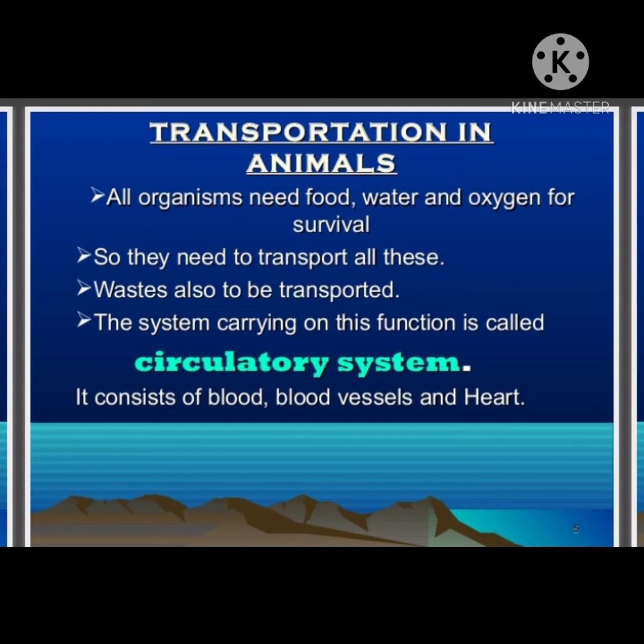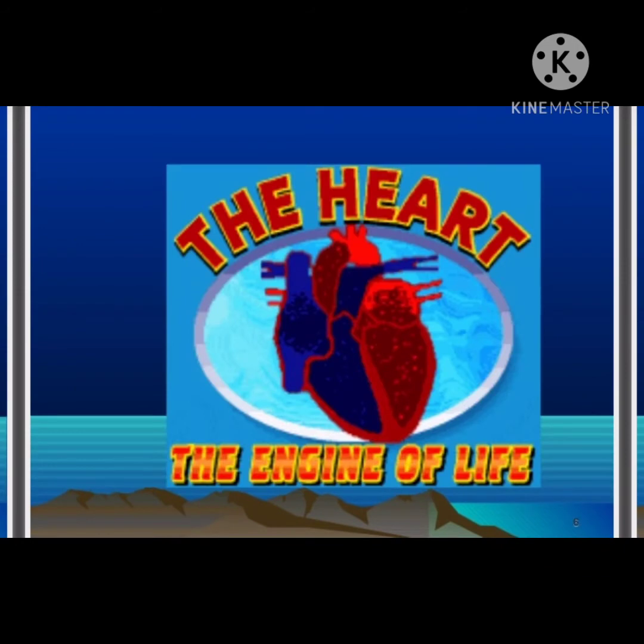So in order to convey these needed substances to each and every part of our body, there is another system present in our body, that is called the transportation system or circulatory system. The main components of the circulatory system or transportation system in animals are the blood, heart and blood vessels. The blood is a fluid present in the blood vessels.